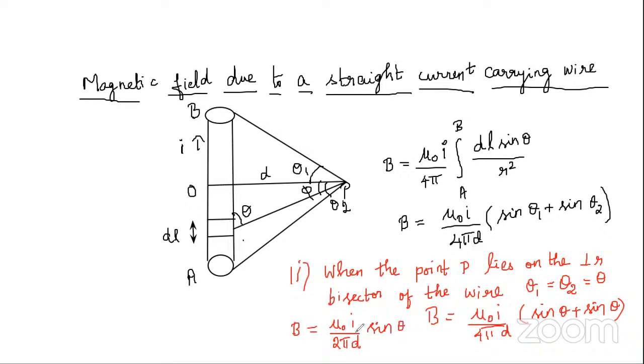So this is how you can find out the magnetic field when the point P lies on the perpendicular bisector of the wire.